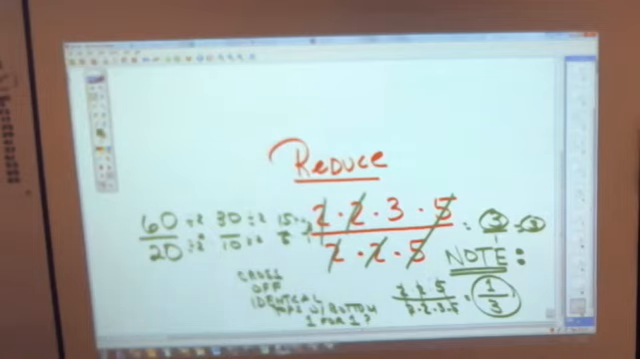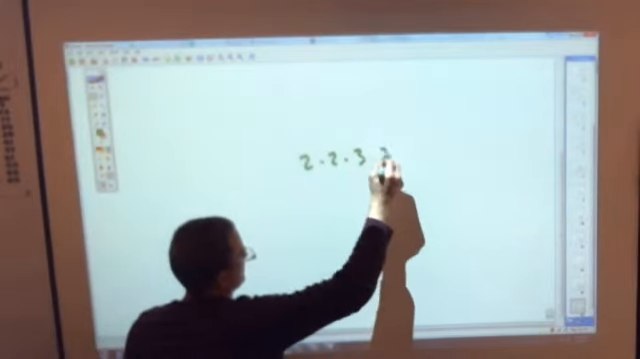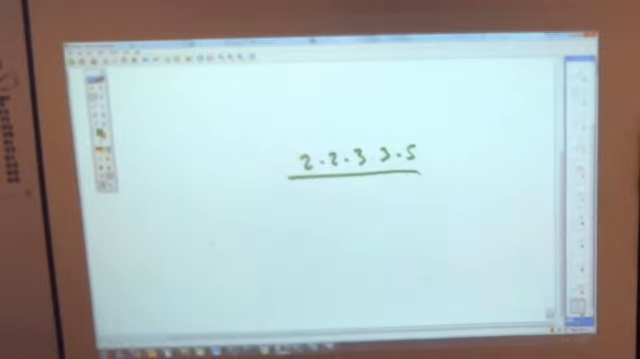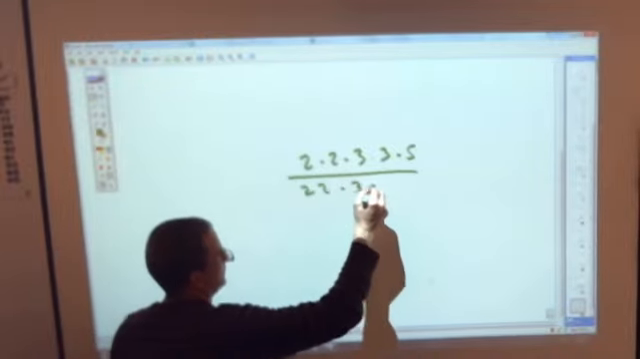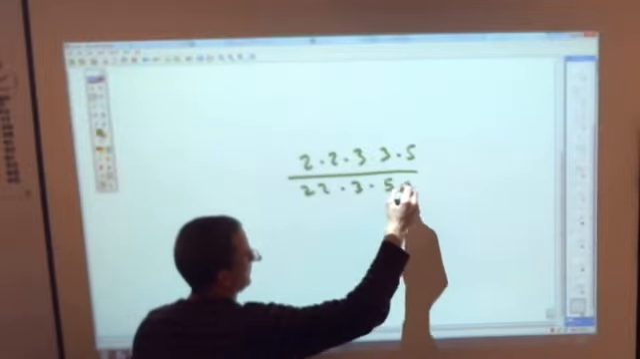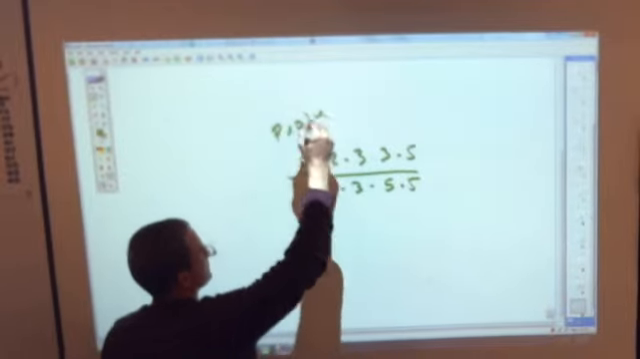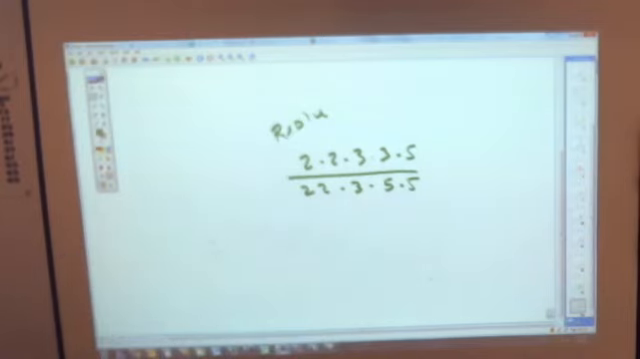Mhm. Now let me give you one more, see if you can do this one. What do you get if you have this? 2 2s, 2 3s, and a 5, and that is all over, that's all multiplication, 2 2s, a 3, and 2 5s. If the direction said to reduce this, what would you get if all of that reduced?